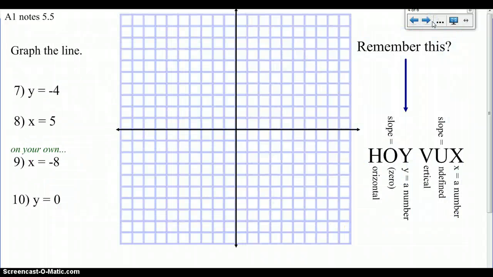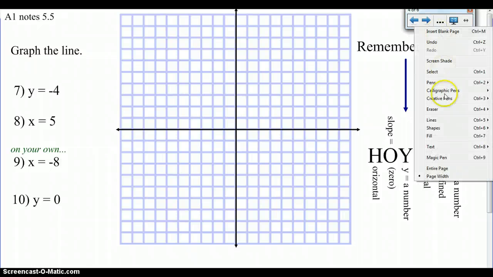Vertical versus horizontal lines. We're going to go through this topic pretty quickly. But just a little reminder over here on the right, Hoivuk's horizontal lines have a slope of 0, and the equations are in the form y equals a number. It could be any number. Where vertical lines have a slope that's undefined, and they're always in the form x equals some number.